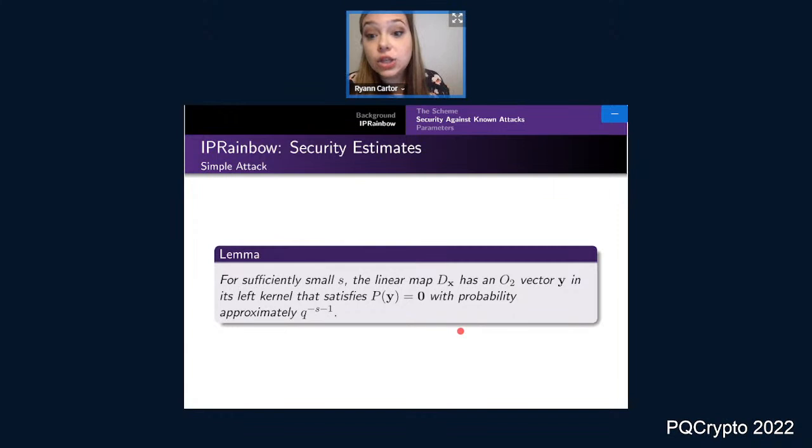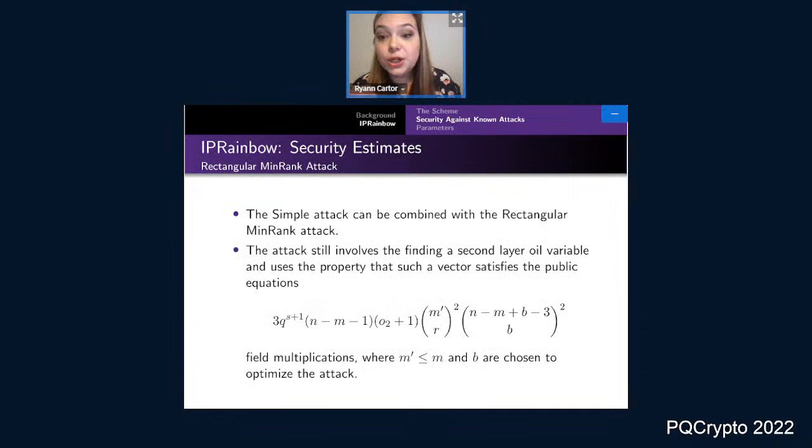So when we want to look at the security of Rainbow, you can see that if we were to use the simple attack, the probability that the oil two vector is in the kernel of the public key, instead of being q to the negative one, which is what we found for being able to solve d of x equals y and p of y equals 0, is now going to be q to the negative one minus s. Because we have to pay s quadratic terms, our oil space is no longer a subspace of the kernel of our public key. This also has a similar effect on the MinRank attack, where it's going to increase the cost.